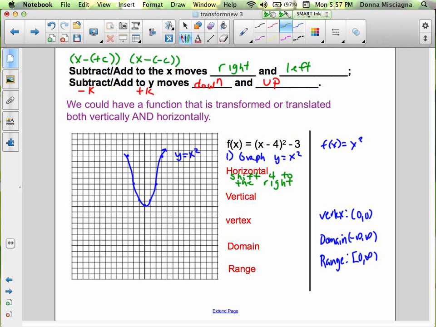We also have a vertical translation. We see something subtracted from our function. So the x minus 4 is a horizontal translation because it's inside the parentheses. So that's shifting 4 to the right. The minus 3 at the end of the function is moving the whole function, and it's moving it down 3. So we have a vertical translation. We're going to shift the graph 3 down.